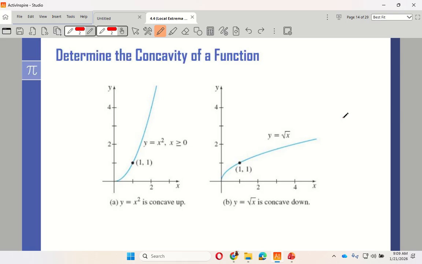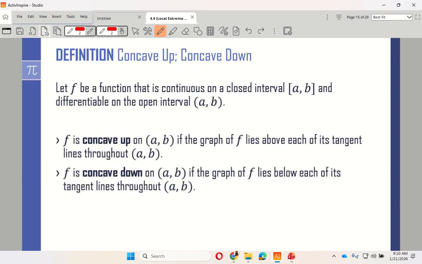So, determining the concavity of a function. For this one right here, y equals x squared is concave up, whereas the square root of x is going to be concave down. All this is concave down. And it has to do with my derivatives. So determining concave up or concave down.